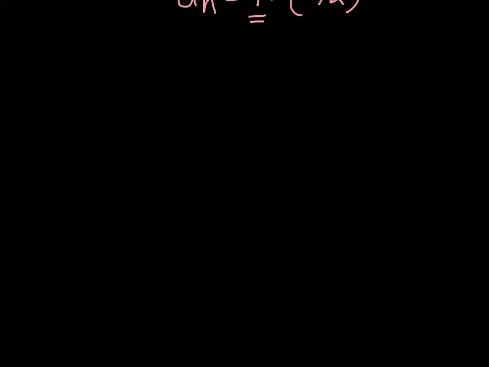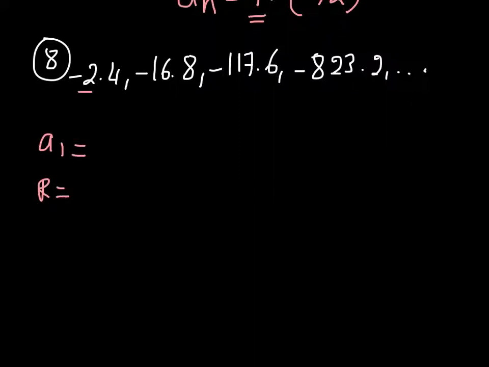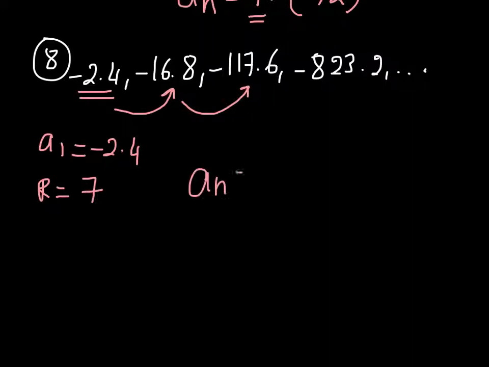We're going to write the rule again for number 8 on your worksheet. The sequence is negative 2.4, negative 16.8, negative 117.6, and negative 823.2. We're asked to write a rule. To write the rule, we need the first term and the common ratio. The first term is negative 2.4. The common ratio is what you multiply to go from one term to the next, and here it's 7. So the rule is a_n = negative 2.4 times 7, in parentheses, to the n minus 1.